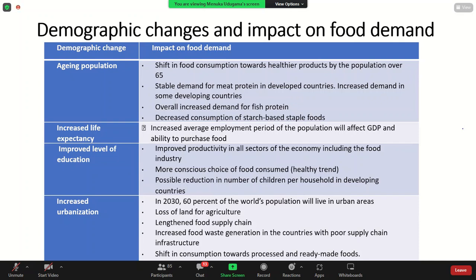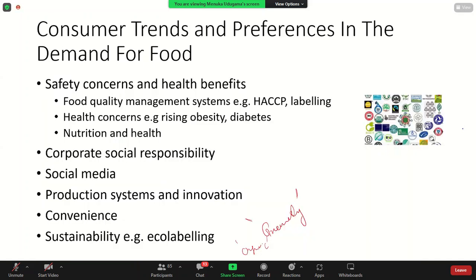So the food industry will continuously have to monitor the structural changes, how demography changes, and accordingly will have to cater to the demand, and the supply will also be decided on how these things will vary.